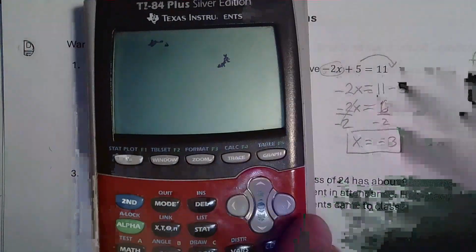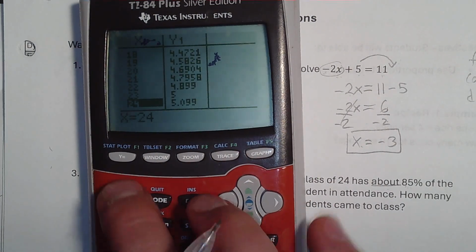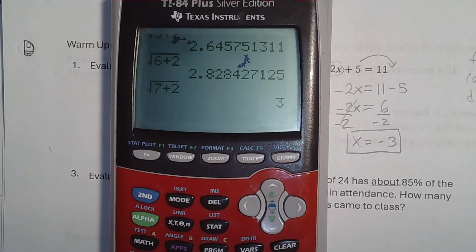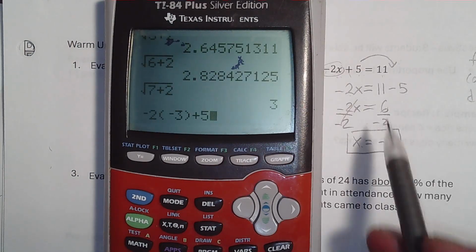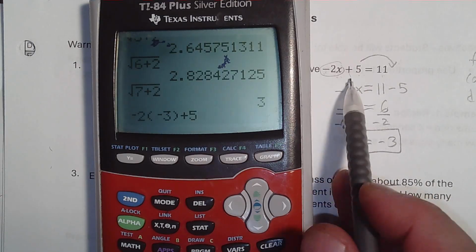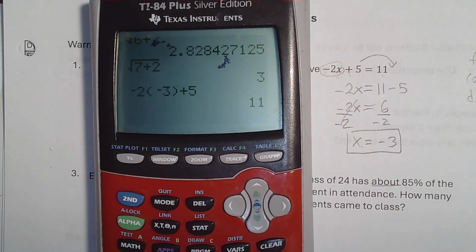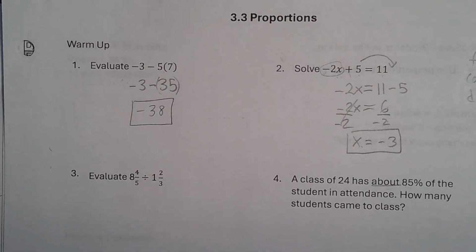Just as a reminder, you can always come back and plug in to make sure that your answer is correct. So we had negative 2, so negative 2 parenthesis, negative 3 plus 5. So that's our equation when we plug in our answer here, and we should get 11, and we do, so we know that answer is correct.